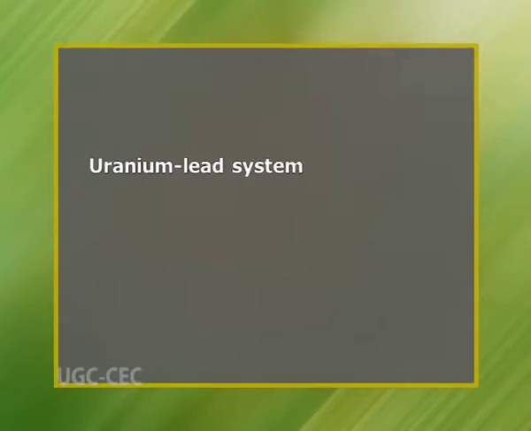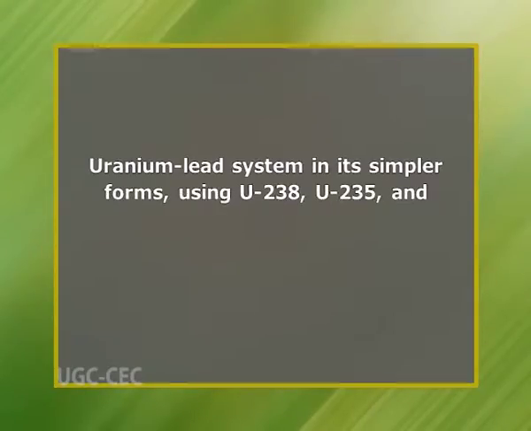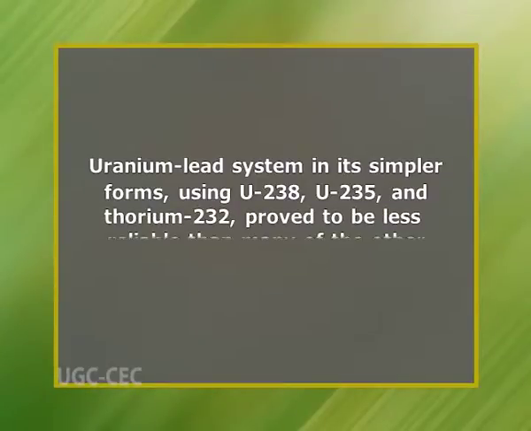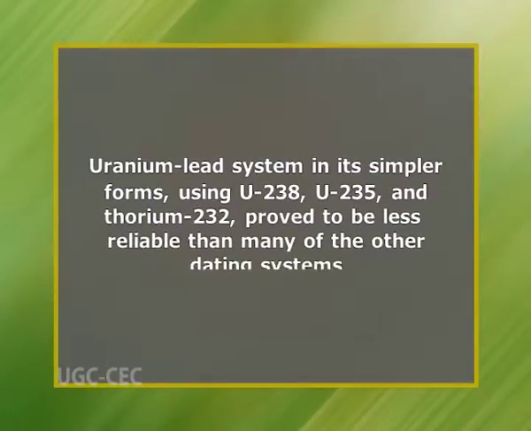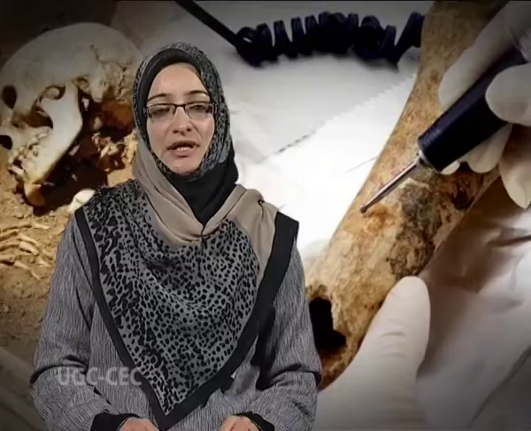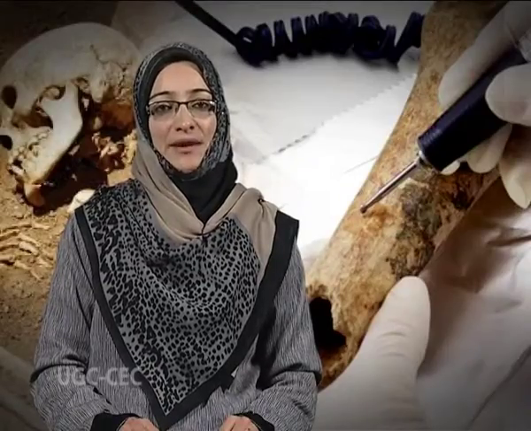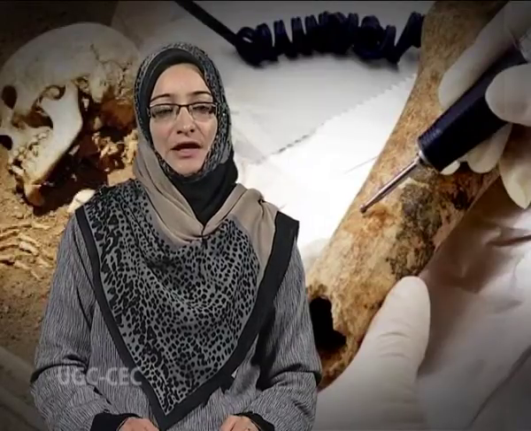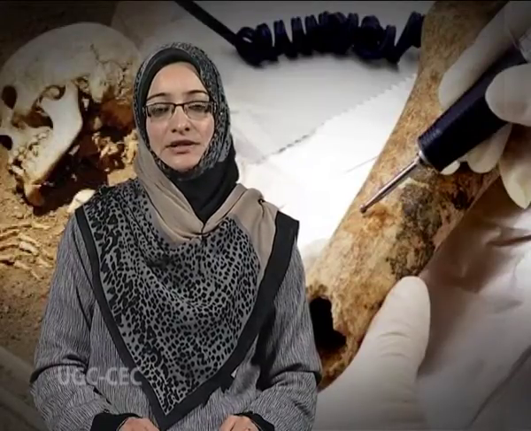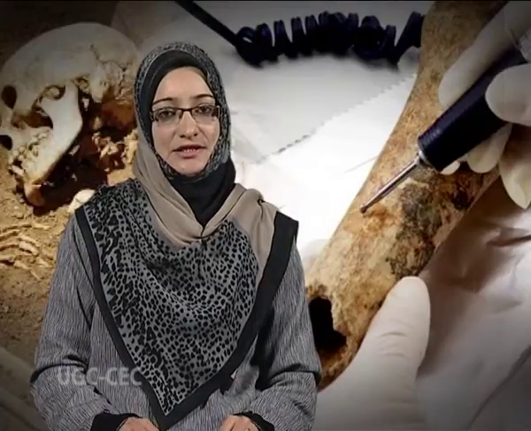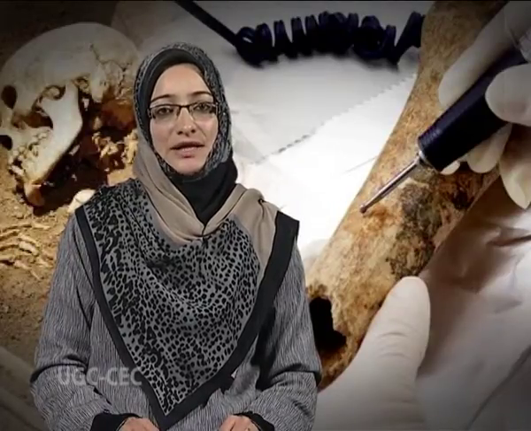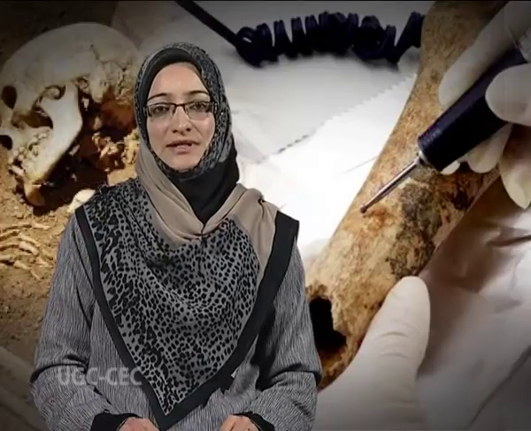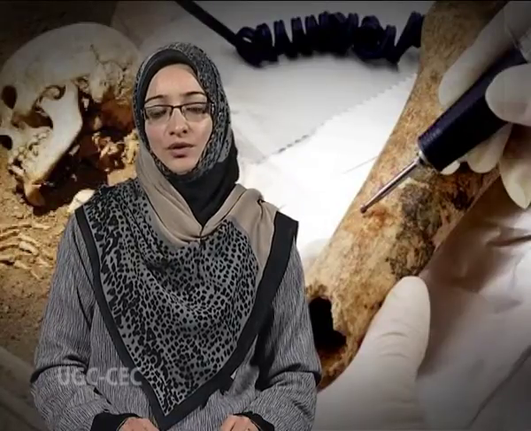The uranium-lead system in its simpler forms using uranium-238, uranium-235 and thorium-232 has proved to be less reliable than many of the other dating systems. This is because both uranium and lead are less easily retained in many of the minerals in which they are found. Yet, the fact that there are three dating systems all in one allows scientists to easily determine whether the system has been disturbed or not.